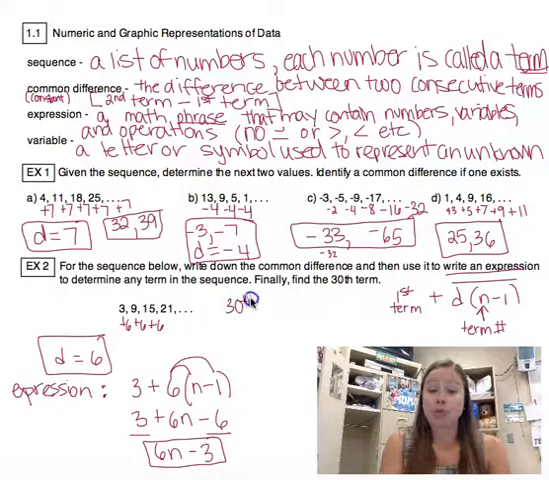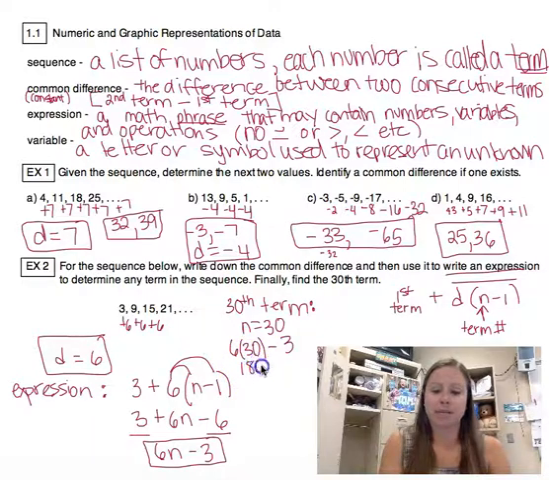So for the 30th term, I am just going to plug 30 in for n. So n equals 30. So 6 times 30 minus 3. 6 times 3 is 18, plus add the 0 there on the end, minus 3. So that gives me 177 for my 30th term. Typically in fancy notation, they would say this is called a sub 30.